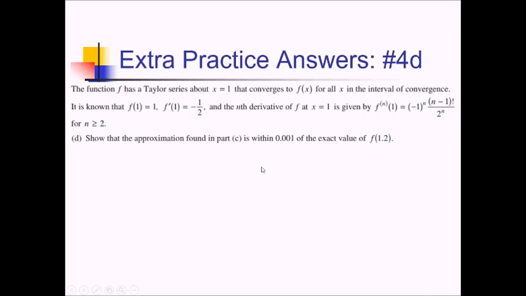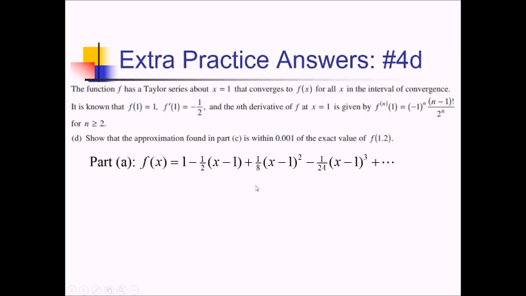For the final boss battle of this free response, they want us to show that the approximation from part C is within 1,000th of the exact value of f of 1.2. So to help us with this, let me write out a little bit more of my function from part A. We're really getting a lot of use out of that function we wrote in part A. Hope we actually got that correct, right?